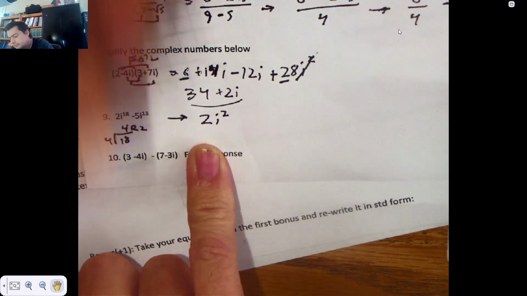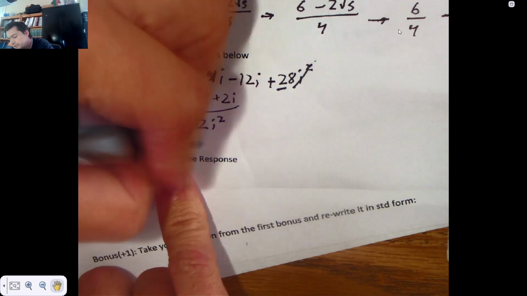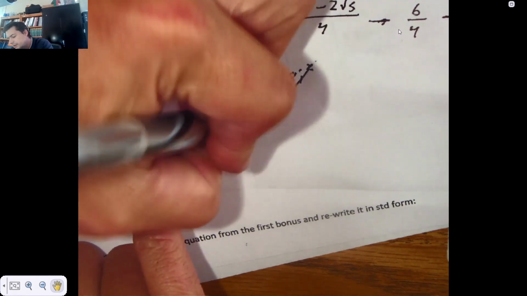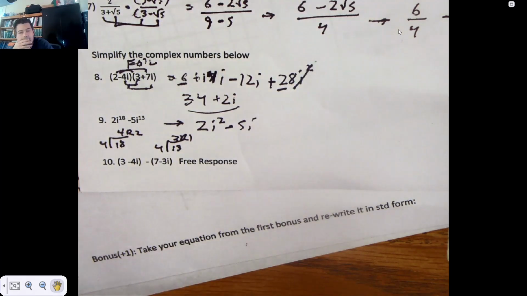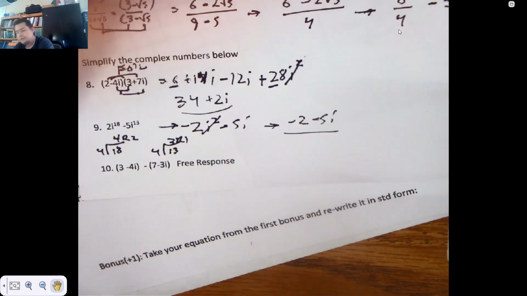Okay? Take i to the 13th, take 13, divide it by 4. That happens 3 times with a remainder of 1. And the secondary piece just becomes minus 5i. Now, I ran across an i squared. I mark it out, I change the sign. This is negative 2 minus 5i when everything's said and done.